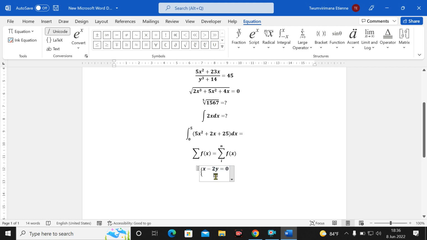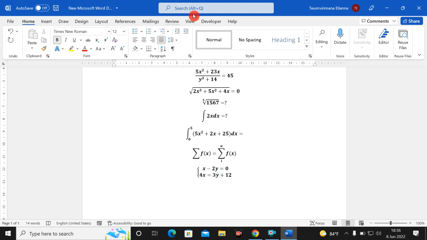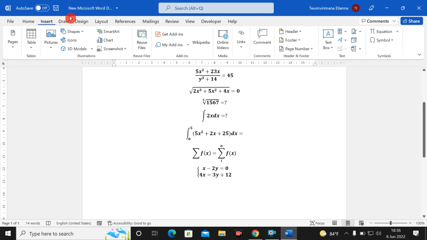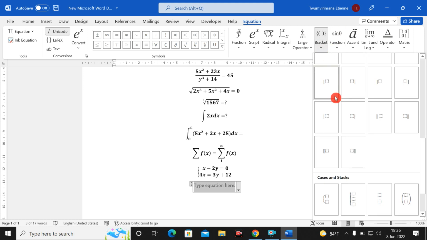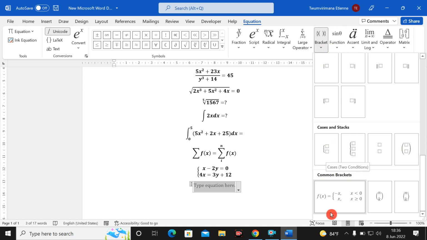And down here now I have a system of equations. I can just type 4x. 4x is equal to maybe 3y plus something plus 12. Now you see, here you can solve for x and y, and with this you can just type whatever using equations in Microsoft Word. And here we have different ones.